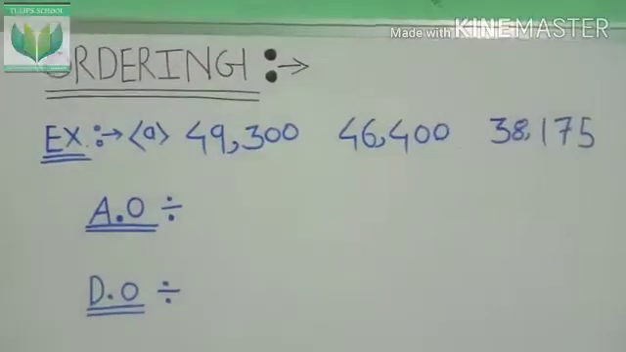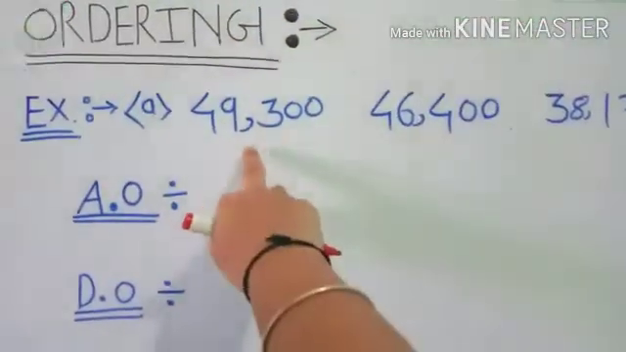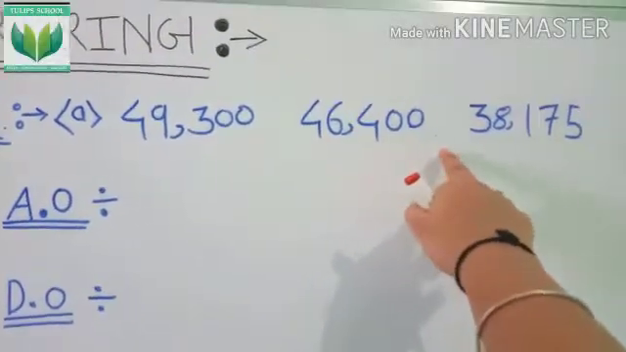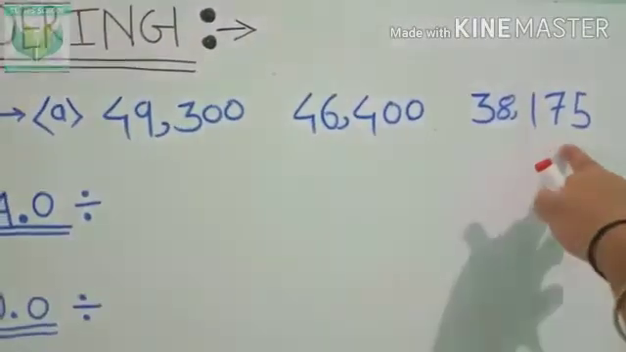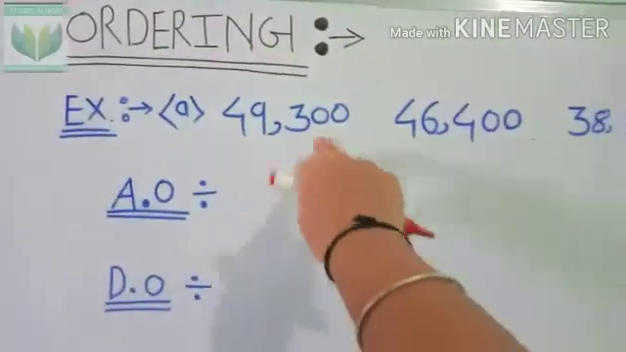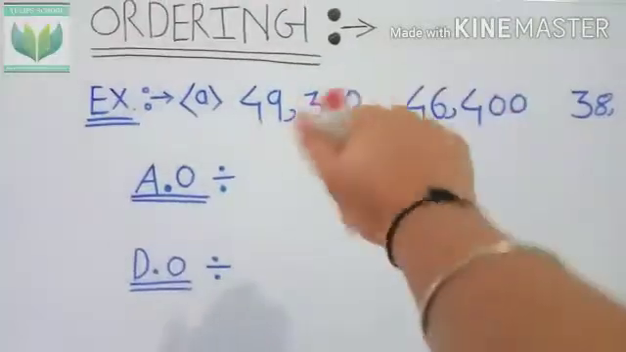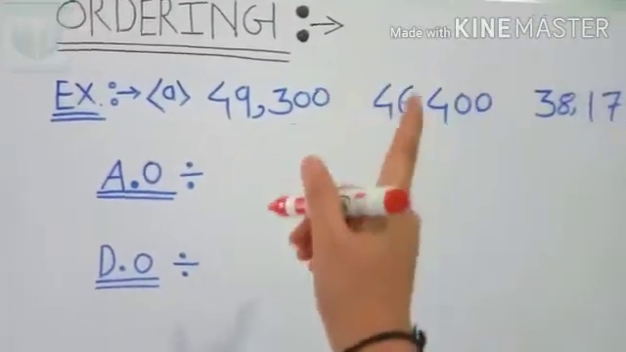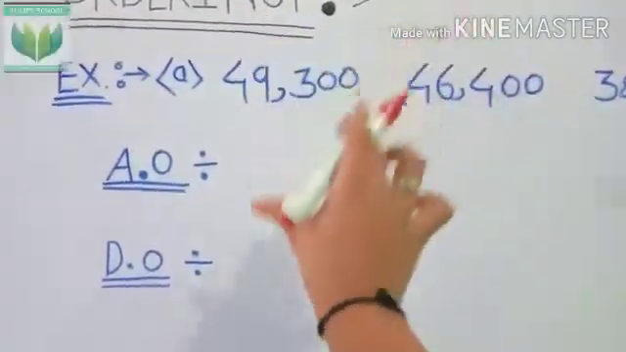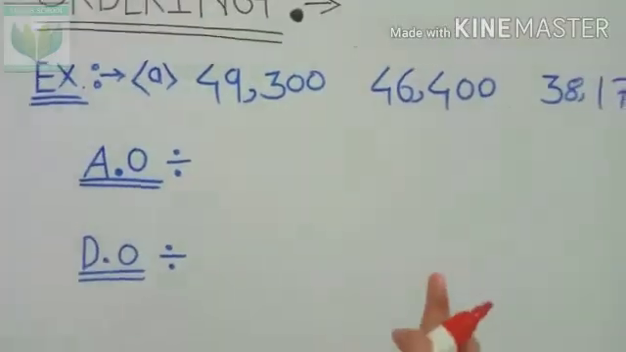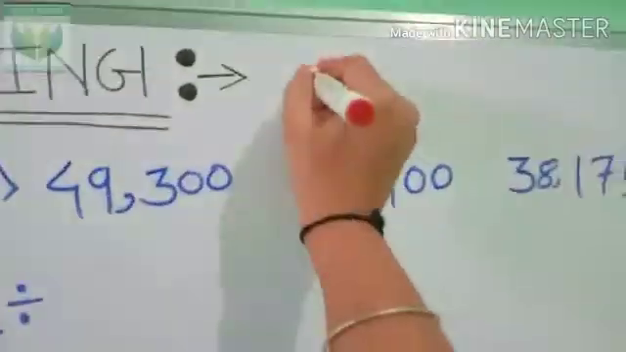Here I wrote one example: 49,300, 46,400 and 38,175. These are 5-digit numbers. Don't forget it. First we have to compare one digit at a time: 10,000s, 1,000s, 100s, tens and ones, like this. Okay, I write here.